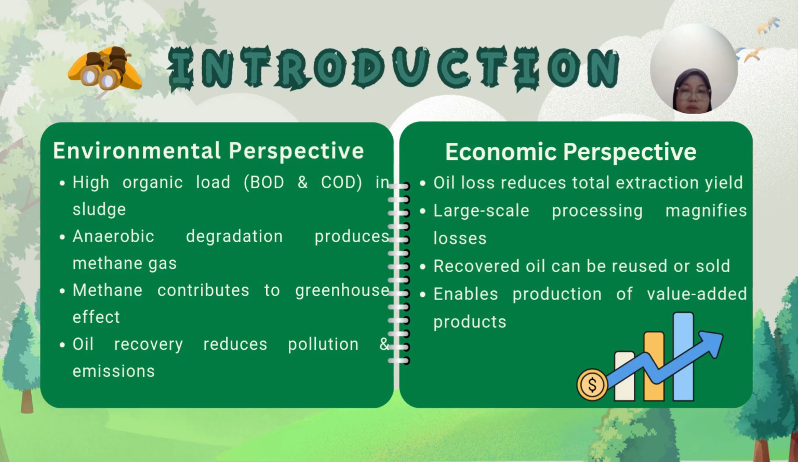From an economic perspective, oil loss in the sludge may seem small, but the large scale of palm oil processing means the cumulative loss is significant. By recovering this oil, mills can improve overall yield and generate value-added products such as biofuels or compost, which enhance profitability.